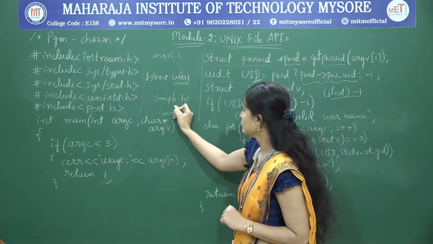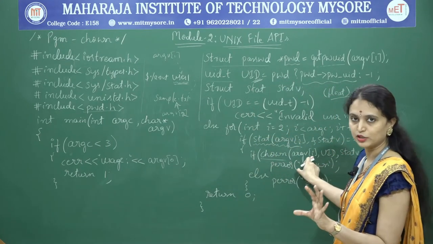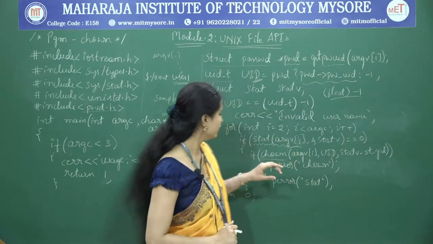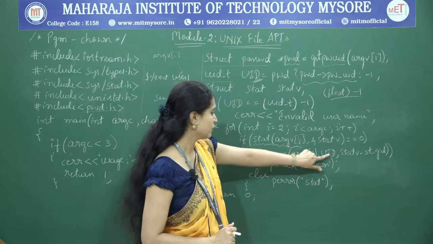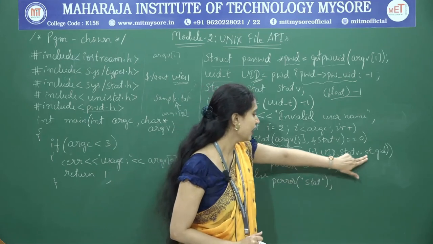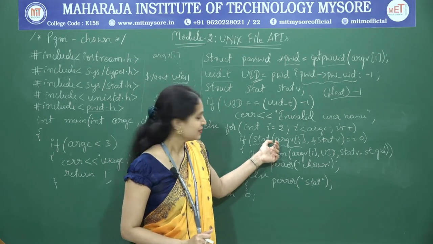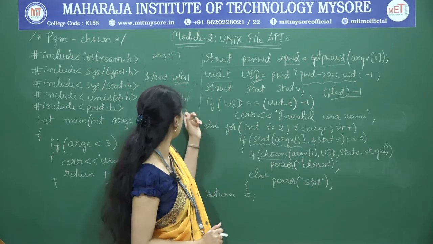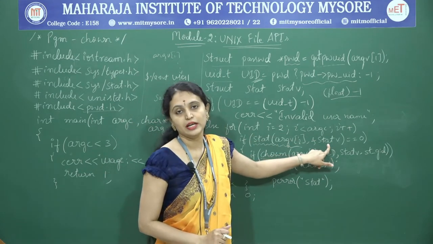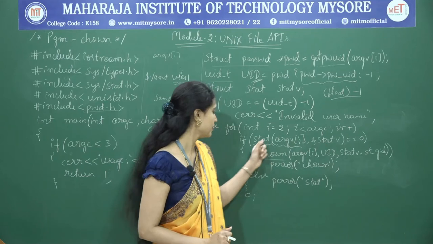As of now, the file means argv of 2, assume it like that. Then the new user ID is stored in UID, so I am passing UID. And for the third argument, I have to get the group ID, which I get from the stat API. The stat API takes the file name followed by the struct stat variable. We have already discussed this in the previous session when I was explaining the stat API.